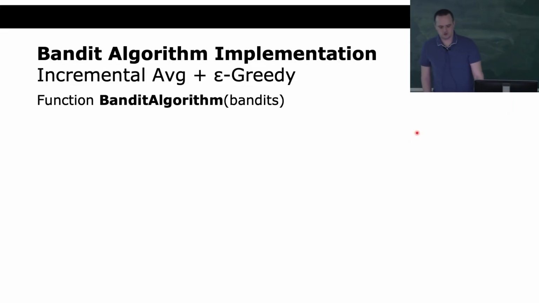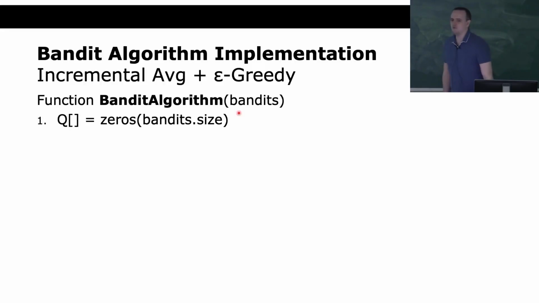Okay, so this is the function bandit algorithm, and it's just going to take in the bandits. So the bandits could be however you want. Maybe it's some object containing your slot machines, or it's the pathfinding algorithm, or whatever, but we just take in some bandits. And so our Q values initially, our Q of 0, is going to be just a bunch of zeros. So we're setting everything to 0, and the number of those is going to be the size of the bandits. So if we have 4 bandits, then Q is going to have 4 elements, and they're all going to be 0.